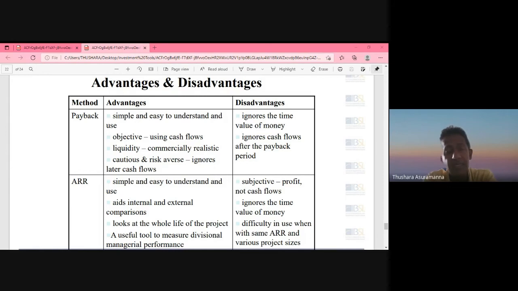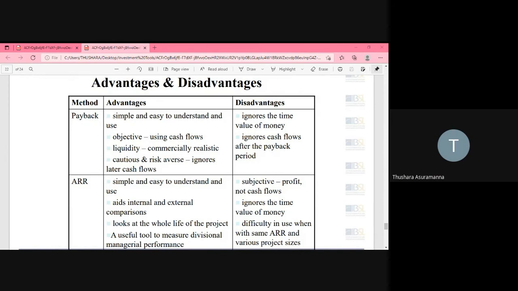Another disadvantage is that it ignores the time value of money. In payback, you just take the cash flows as they are, with no weightage given to time value concepts. So two disadvantages: you ignore the time value, and you ignore the cash flows beyond the point of payback. There are a couple of advantages also that we discussed. Any questions? Anything that is not clear?